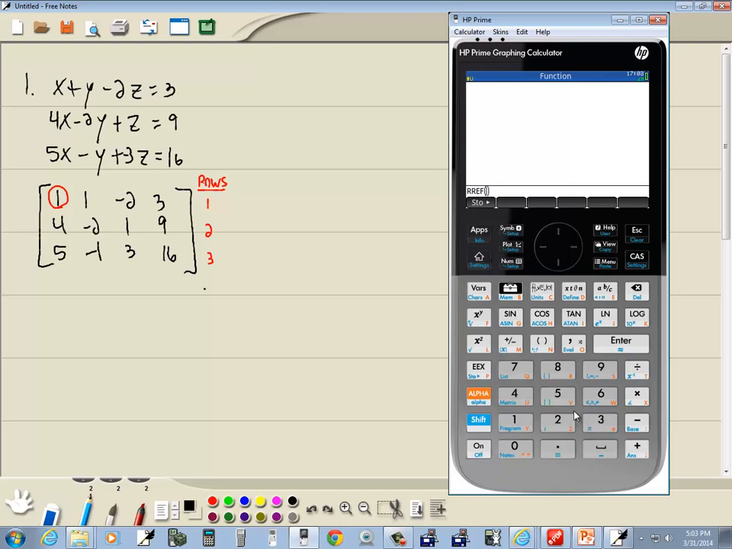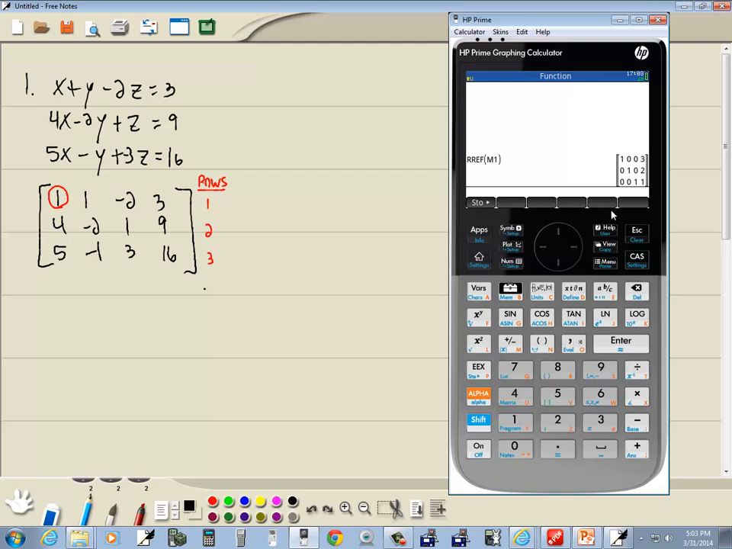Now you need to tell it of what. Now we put our matrix in M1, so I'm going to type M1. So I'll do alpha plus or minus for the M, then put 1 in, and then press enter. Now our answers are the far right column, 3, 2, 1. So x is 3, y is 2, and z is 1.